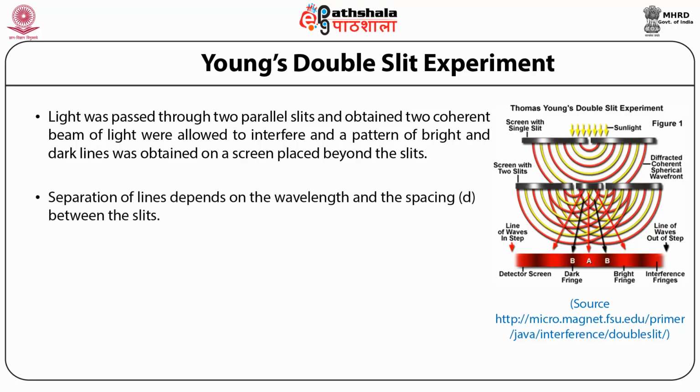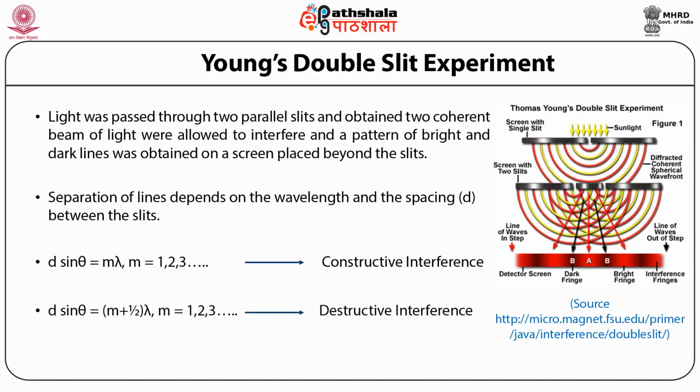Separation of these lines depends on the wavelength and the spacing d between the slits. So, d sin theta is equal to m lambda, where m is equal to 1, 2, 3 and so on. This is for constructive interference. In the other case, d sin theta is equal to (m plus half) times lambda, m is equal to 1, 2, 3 and so on, for destructive interference.